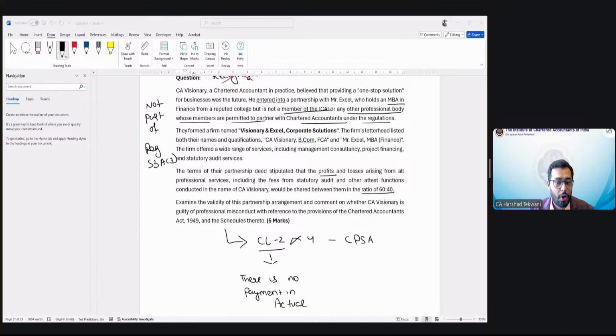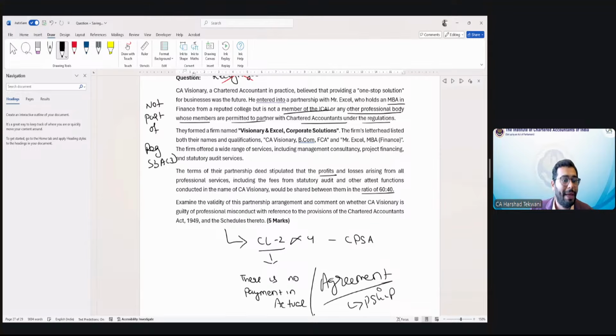So clause 2 not only talks about actual payment, it talks about agreement also. Agrees to pay. Partnership deed is your agreement to pay. Under a partnership deed, when you enter into a partnership with a ratio of 60-40, they have a deed. This deed talks about you agreeing to pay. And that's why clause 2 will get attracted. Clear? Very good, Khushi.